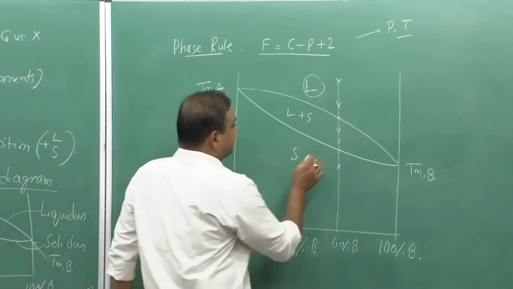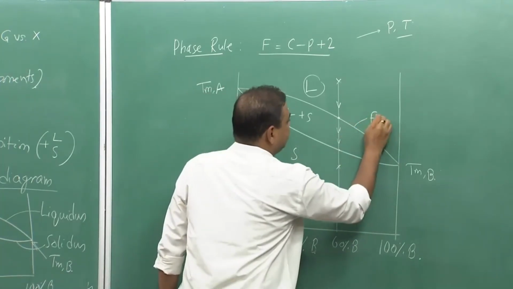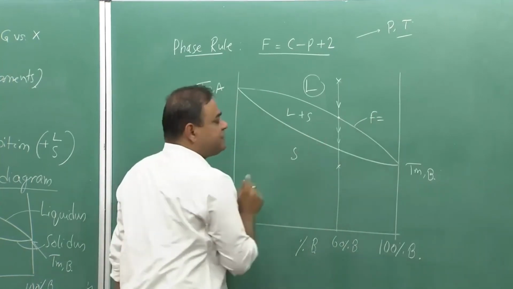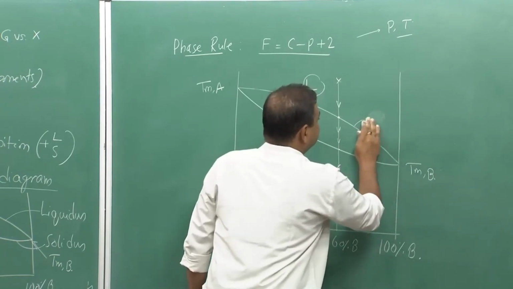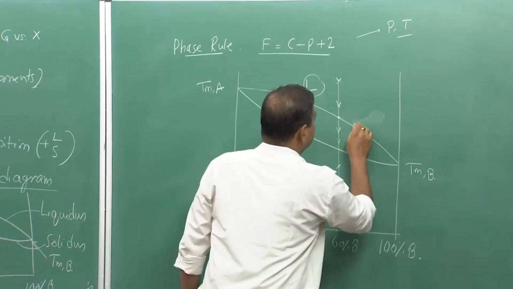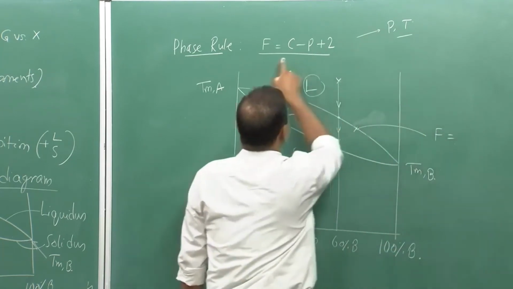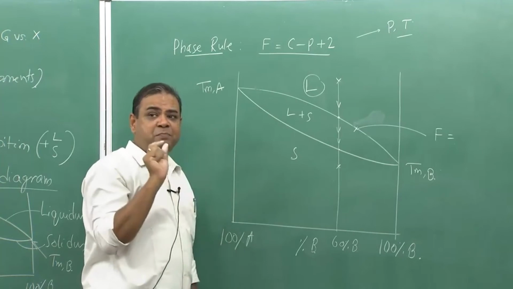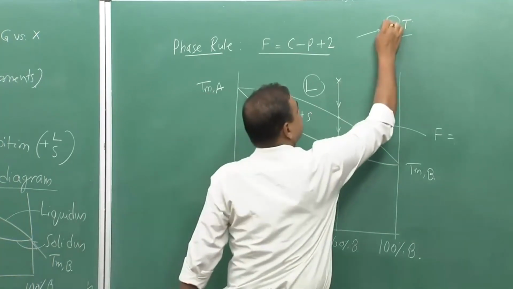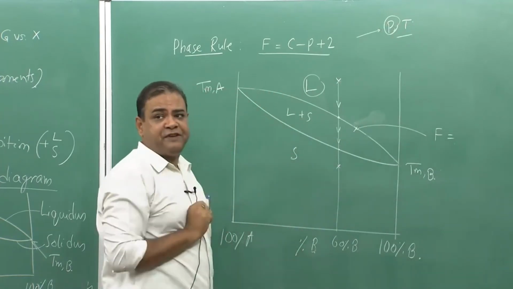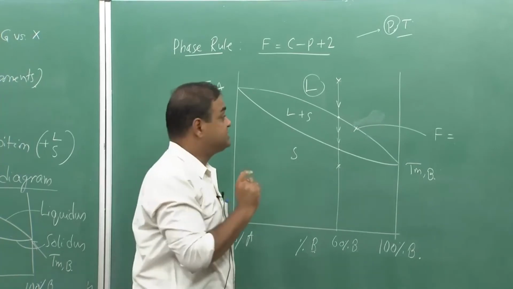Now, if I try to find out the degrees of freedom at this point, F would be equal to, so how many phases are there? There will be 2 phases. So if I try to see at this point, what would be F? F would be equal to C minus P plus 2. Now, this plus 2 will be replaced with 1 because we have already fixed pressure. So pressure is fixed, and I am left with only one external variable, which is temperature.